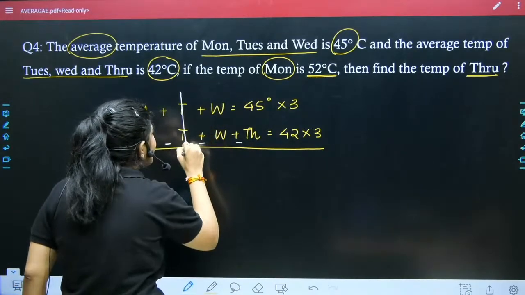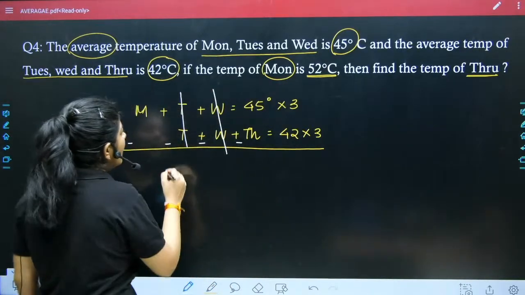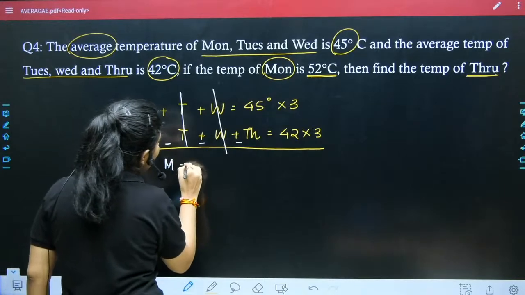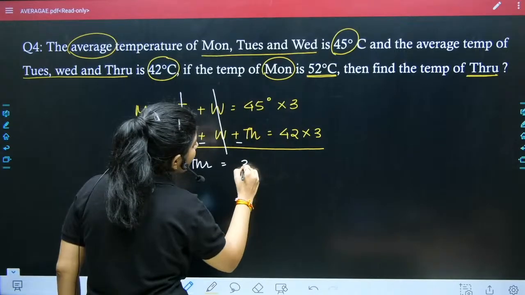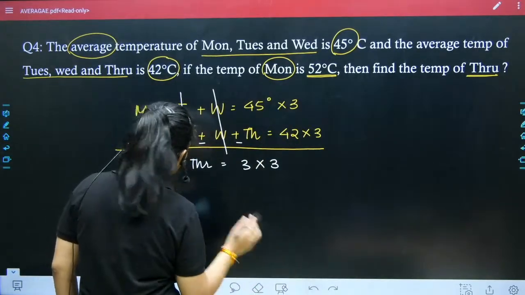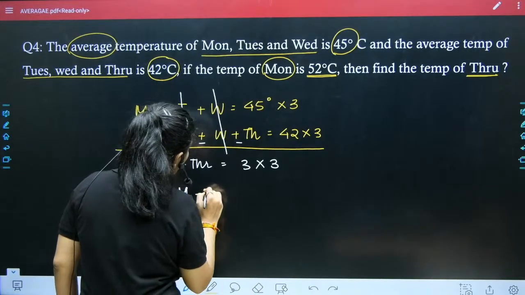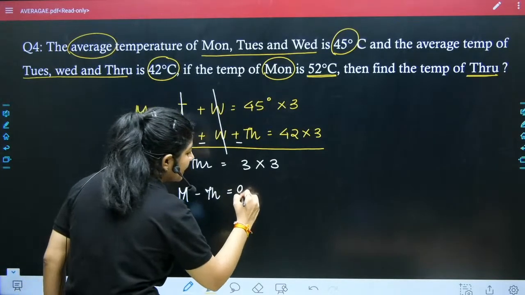So this Tuesday is eliminated with this one. This Wednesday is eliminated with this one. We are left with just Monday minus Thursday. That is equal to, there is a difference of 3 over here, into 3 is common. That means we can say the difference of temperature between Monday and Thursday is equal to 9.